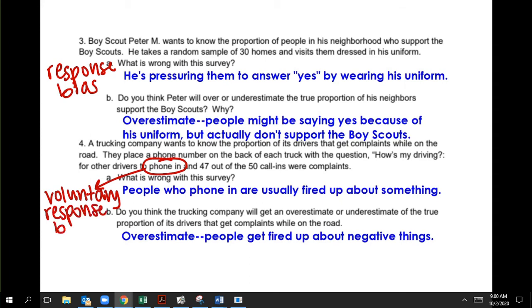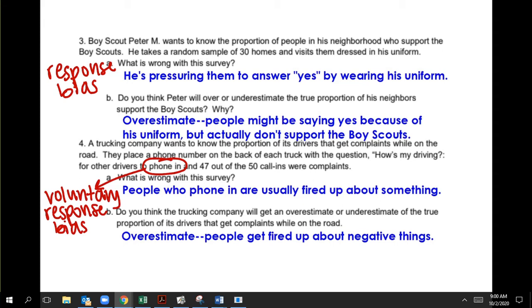And that leads to problems because if you volunteer to respond, then you might have something specific to say that is similar to other people who volunteer to respond. And you might feel differently than people who don't volunteer to respond, who decide to keep on going with their day without calling about a truck driver's driving. And so you might be overestimating the proportion of trucks that get complaints because people only call about negative things.